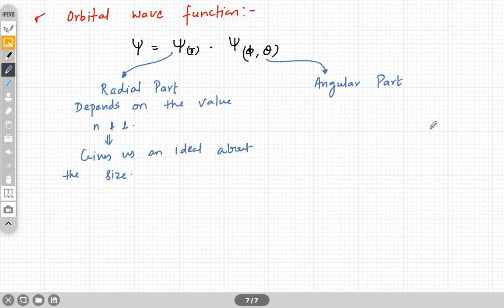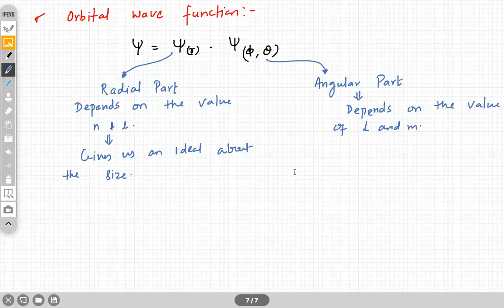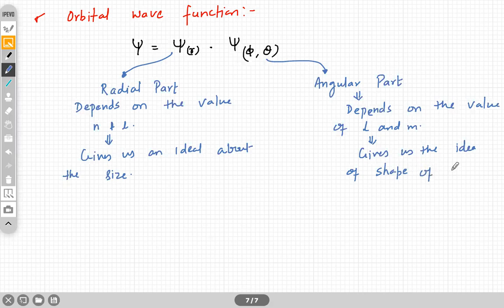This is the angular part, and this, first of all, depends on the value of l and m, the quantum numbers, and it gives us the idea of the shape of the orbital.